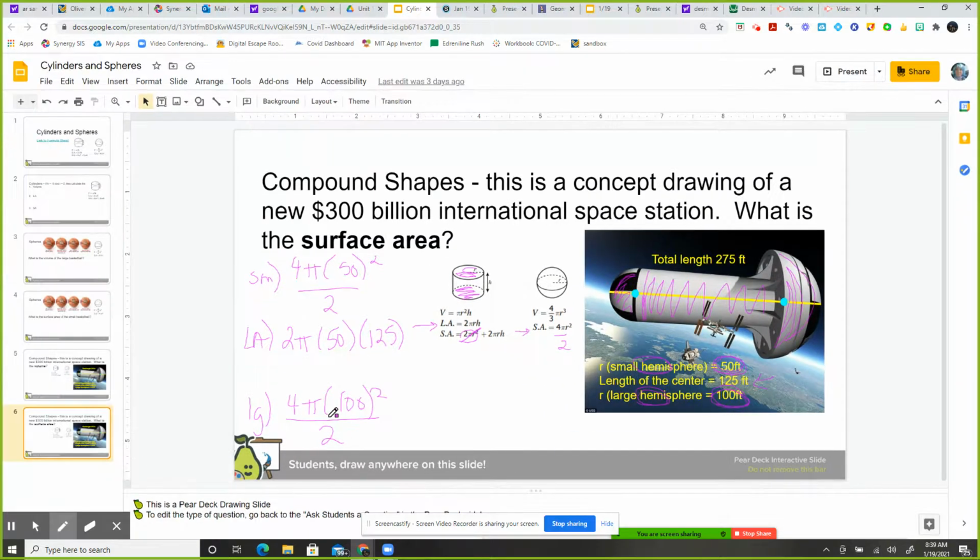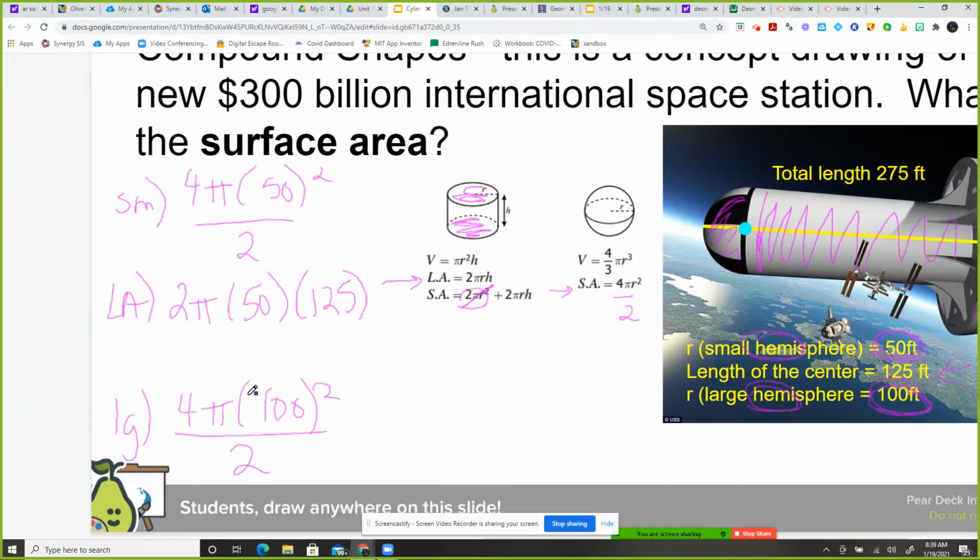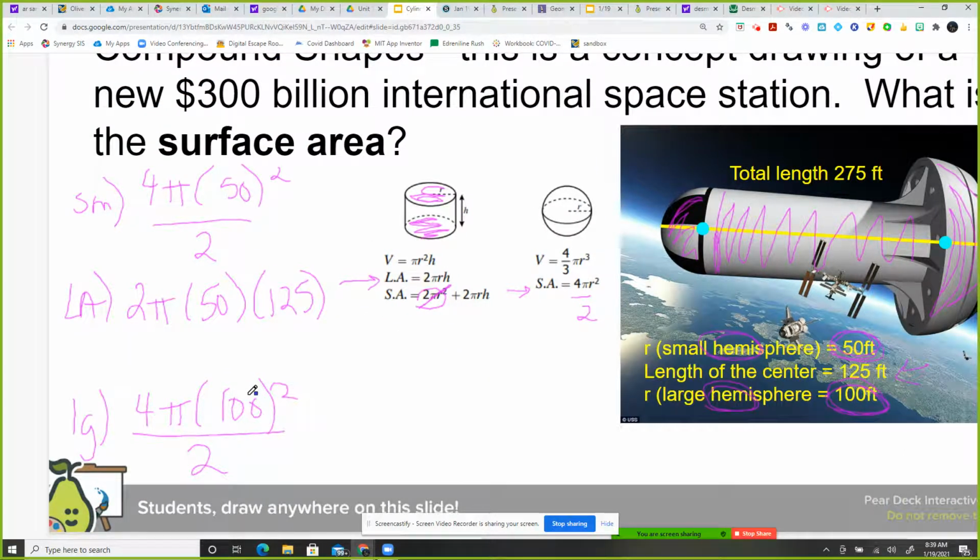Okay, put those things into your calculator and see what you get. So I got 15,700 feet squared for the small hemisphere. And then 39,250 for the cylinder. Again, that's feet squared, right?